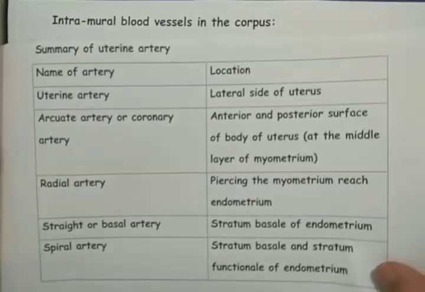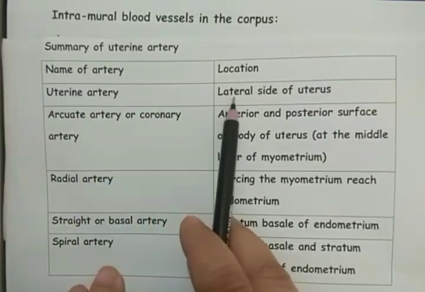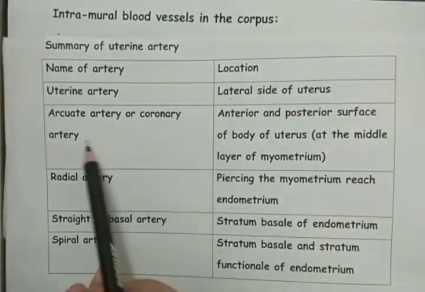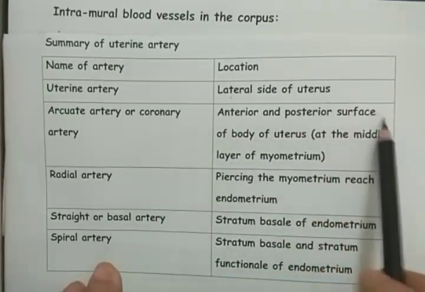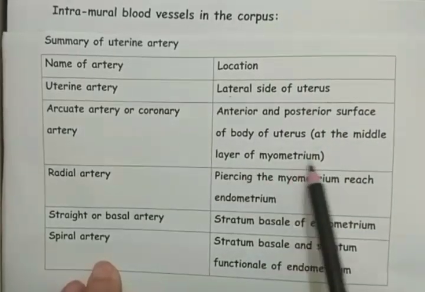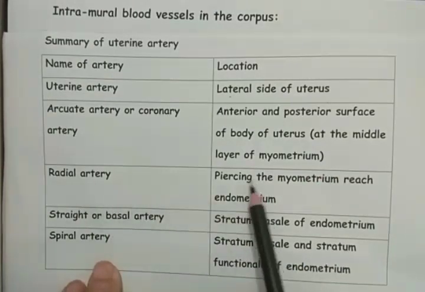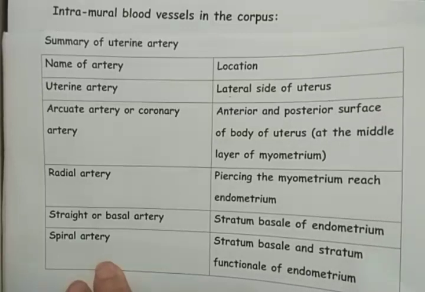Now the summary of the uterine artery. The uterine artery is located on the lateral side of the uterus. The arcuate artery or coronary artery is situated on the anterior and posterior surface of the body of the uterus at the middle layer of the myometrium. The radial artery pierces the myometrium and reaches the endometrium. The straight or basal artery is situated in the stratum basale of the endometrium. The spiral artery is situated in the stratum basale and stratum functionalis layer of the endometrium.